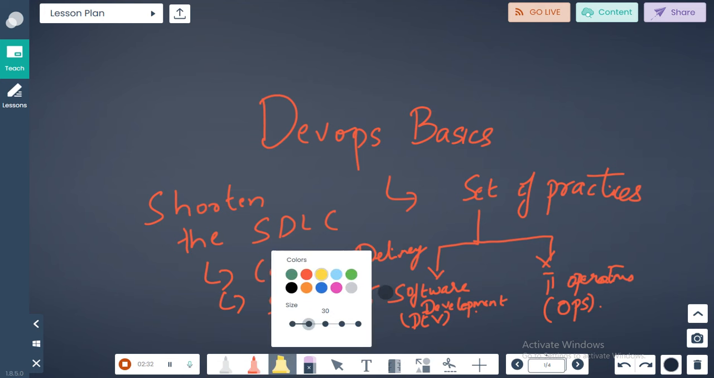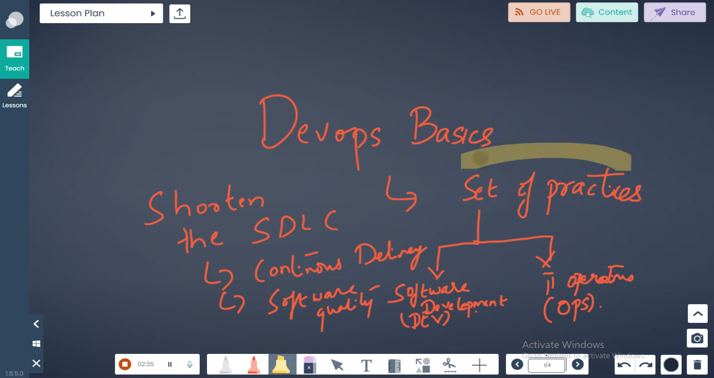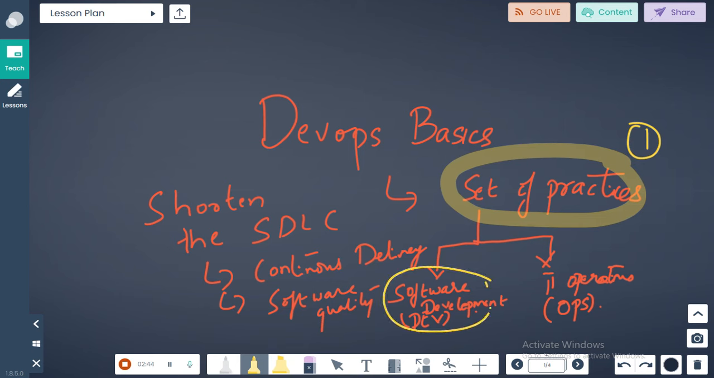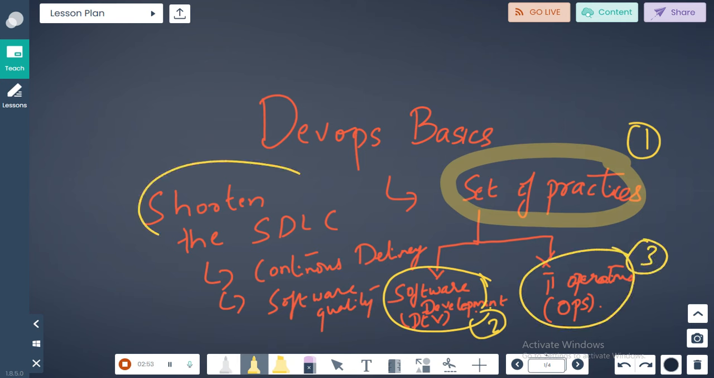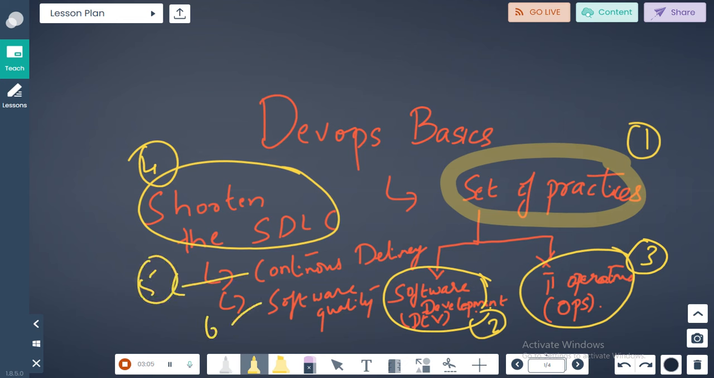So if you look at these, the main points are: it's a set of practices, that is one; it includes software development, two; it includes ops, which is IT operations, three; it reduces the whole SDLC lifecycle, that is four; the fifth is continuous delivery; and the sixth is software quality. So these are the main six focus areas as part of the DevOps basics.